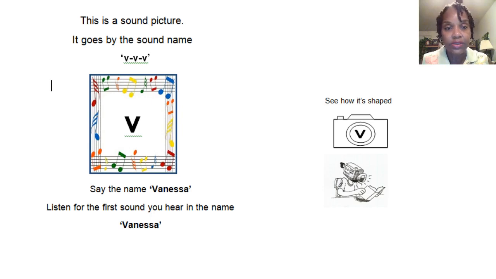Now, look at the sound picture on your screen here. Tell me, what does it look like to you? Kind of looks like the peace sign, right? Can you make the peace sign? Like peace, love, joy, right? Or it looks like two short sticks that are kind of joined together at angles, right?